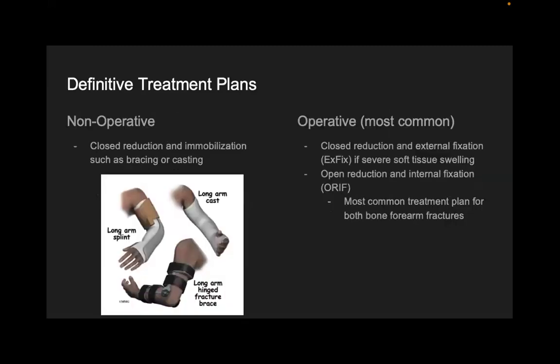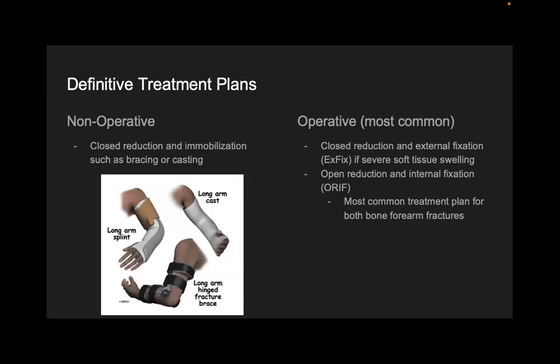Again, definitive treatment plans are non-operative, so we're going to have them closed reduced and immobilized in a brace or a cast for some amount of time, depending on the type of fracture and the injury. And then they'll come back and follow up in clinic. If for some reason I'm unable to get a good reduction or it's unacceptable, and I'll give you guys an example of that later on, then operative fixation will be the next best step, okay?